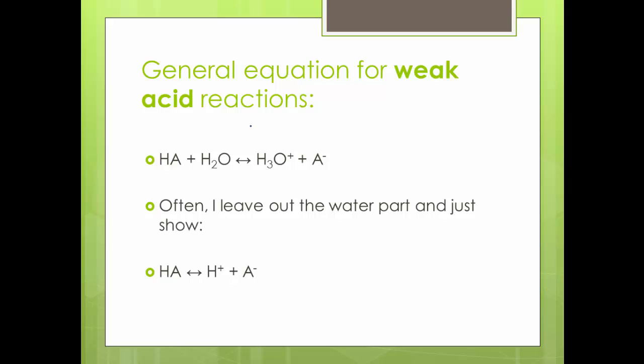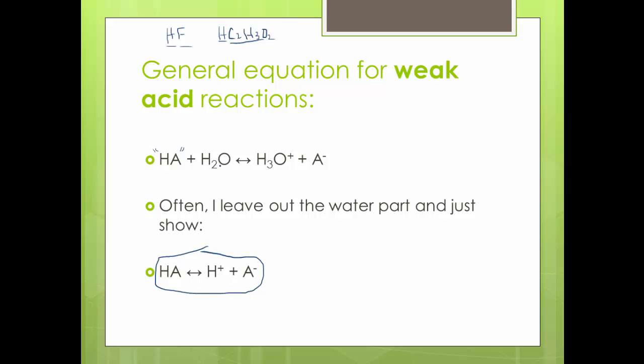So if you have a weak acid, and we're just going to give a generic formula for an acid right now, HA. That could be HF, HC2H3O2. It's any hydrogen paired up with an anion that creates a weak acid. So we're just going to call it HA. It reacts with water. Remember, the acid throws away its hydrogen, gives it to the water, so we get the hydronium and the anion. Sometimes we're going to leave out the water and just show this equation here.